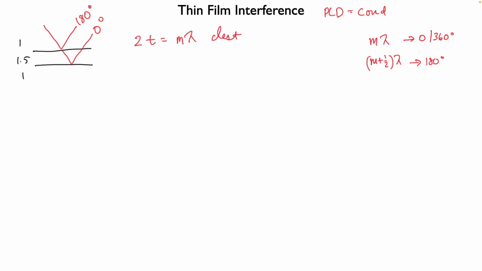But Mr. Balogh, when we did the double slit, m lambda meant constructive. I know. It's going to get worse.